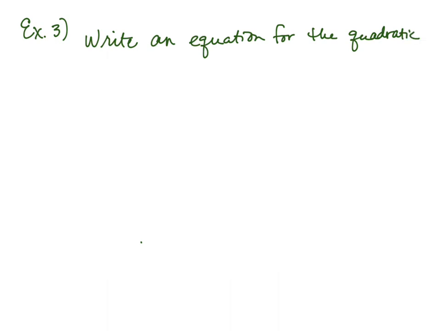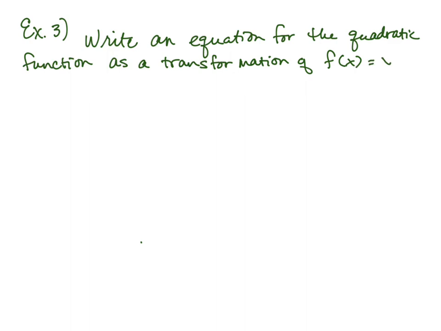Now, write an equation for the quadratic function as a transformation of f of x equals x squared. So here is your f of x equals x squared. It goes through 0, 0, 1, 1, 2, 4. Do y'all recognize this toolkit function?